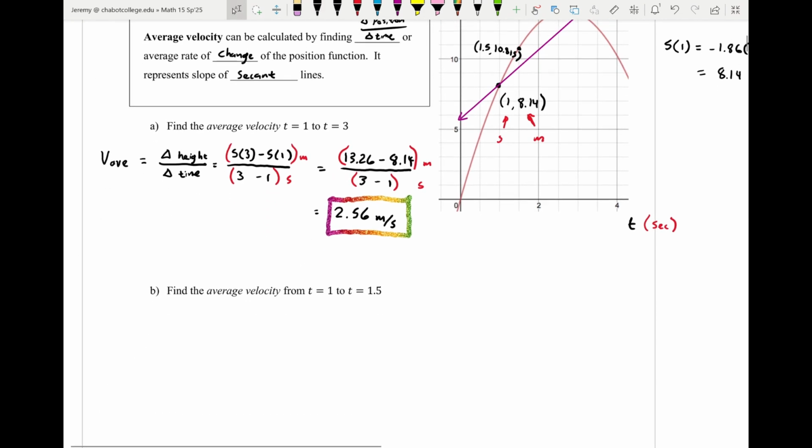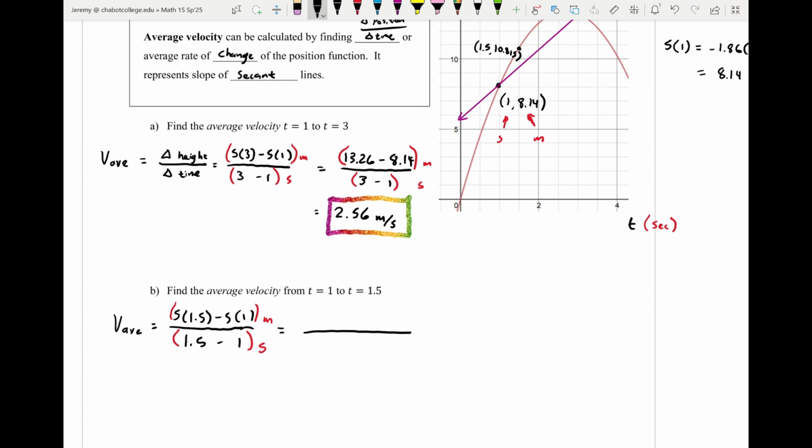All right, and I just wanted to get that ahead of time because now I want to compute the average velocity between t equals 1 and 1.5. So that's going to be s of 1.5 minus s of 1 over 1.5 minus 1. And this is going to be meters up top. It's going to be seconds, that's the units in the bottom.